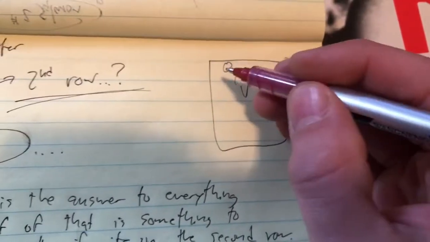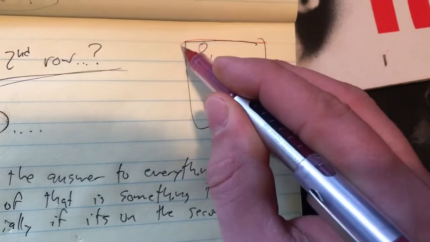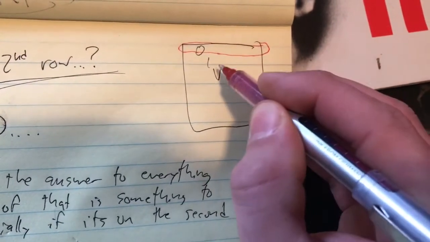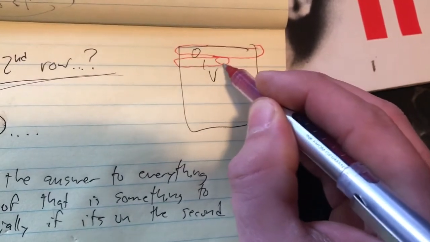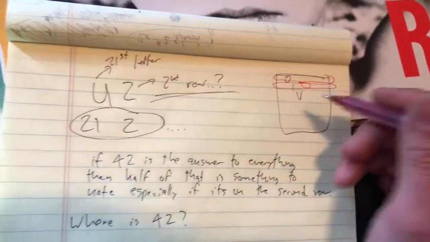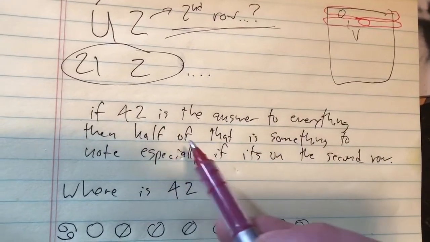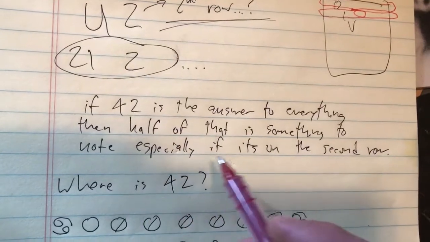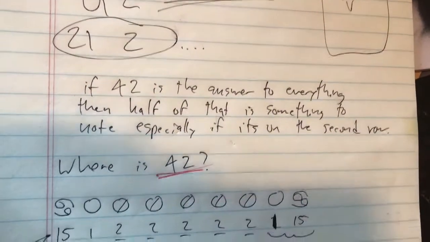And again, your O would be the everything. Your I would be, let's say, this top row. And your V would be, let's say, a 1x5 like that. 2 1x5s. That's the assumption. So if 42 is the answer to everything, then half of that is something to note, especially if it's on the second row. Okay, so where is the 42?